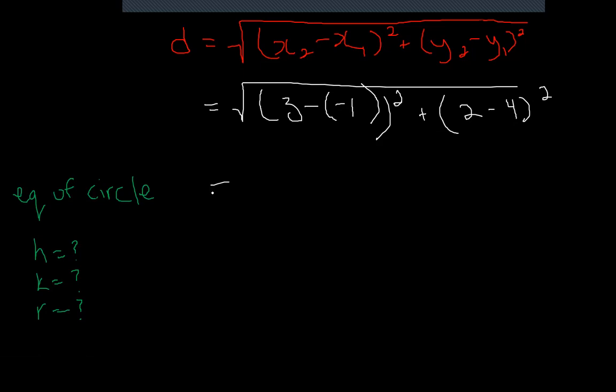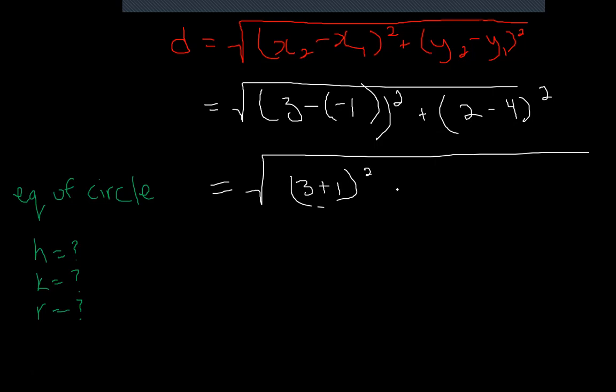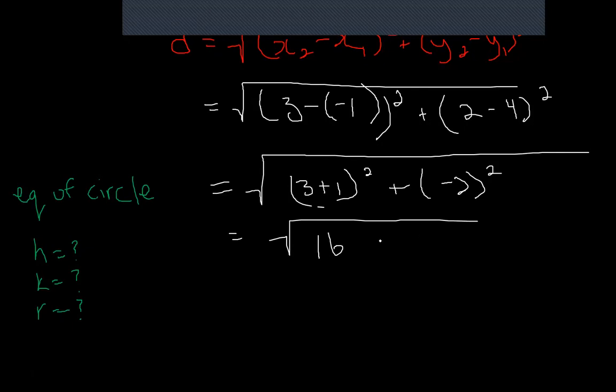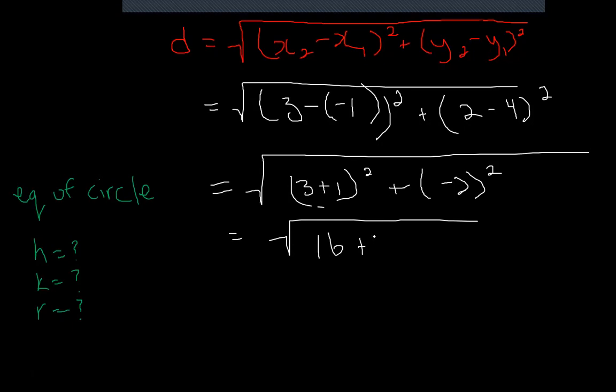So now we just try to find the length of the diameter. We know that a minus and a minus is a plus. So this is actually 3 plus 1 squared plus 2 minus 4 is minus 2, so that's minus 2 squared. So 3 plus 1 is 4. 4 squared is 16. And minus 2 squared is positive 4, so that's plus 4. 16 plus 4, so that's the square root of 20.